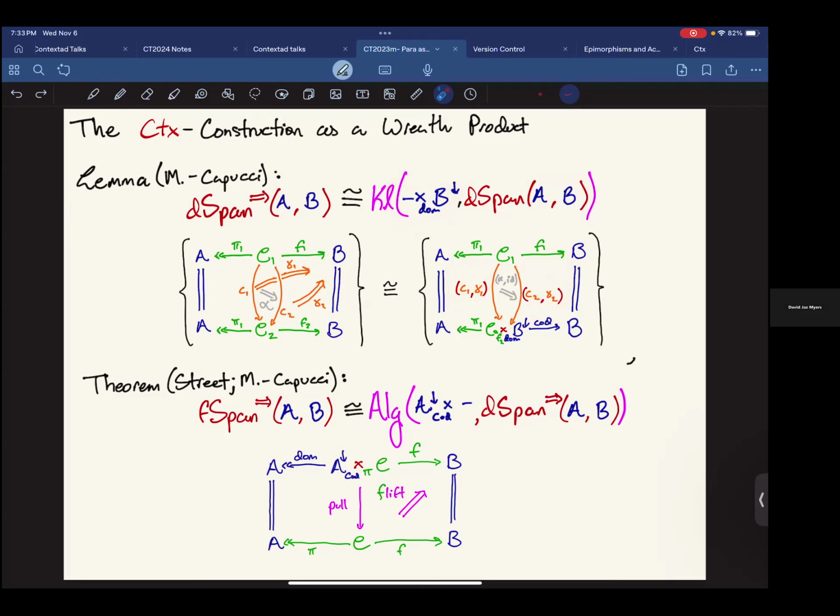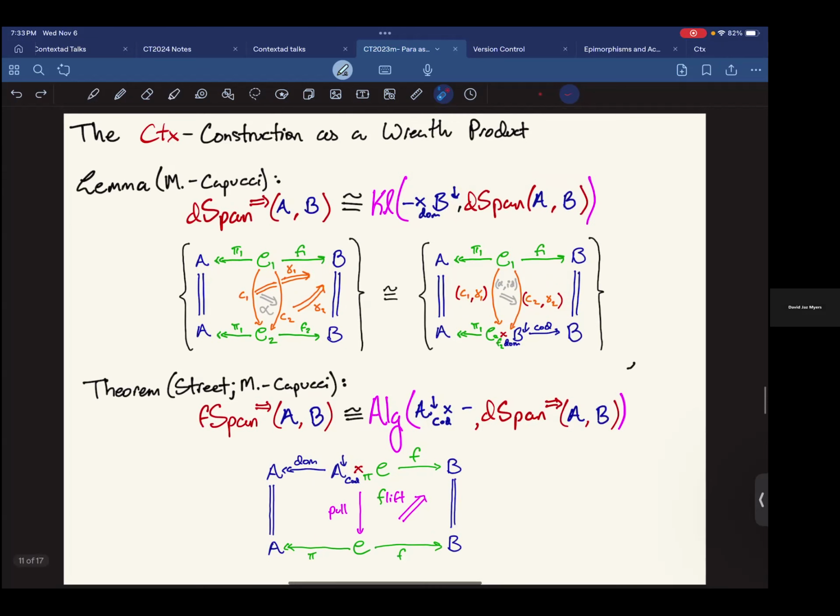Okay? And then what I said above, sorry, yep. Sorry, I'm just trying to parse this here. So what's the difference between D-span and F-span again? D-span is... sorry, I should have said this before.